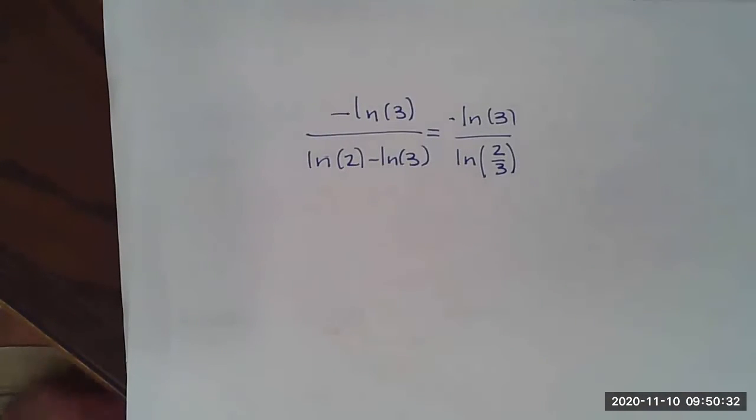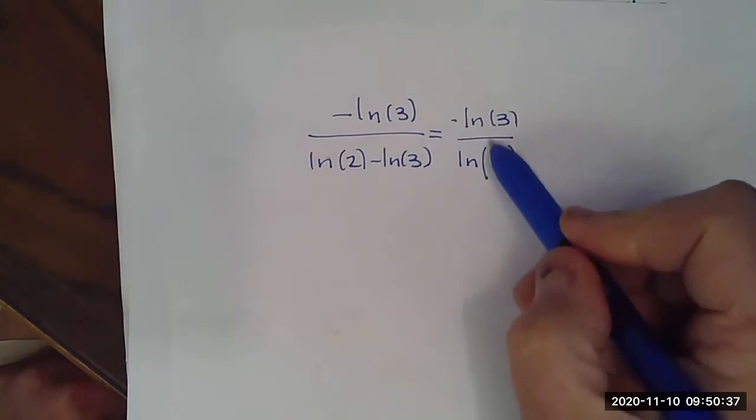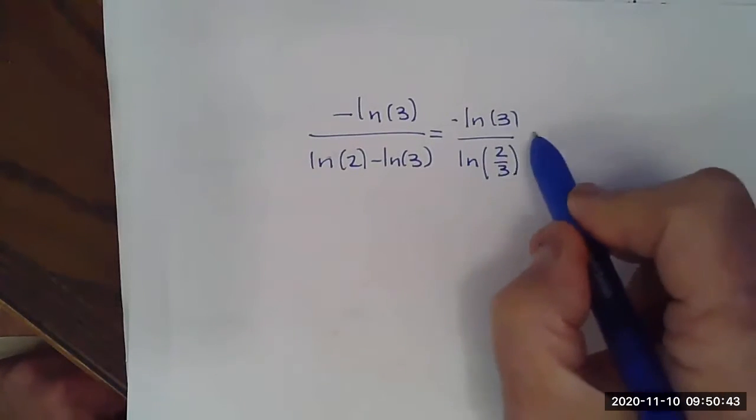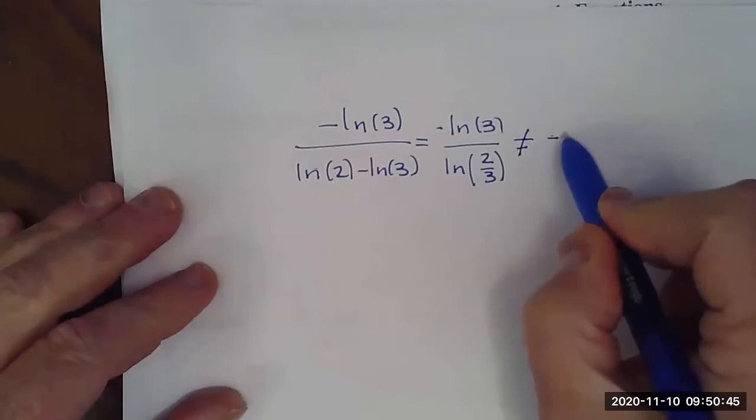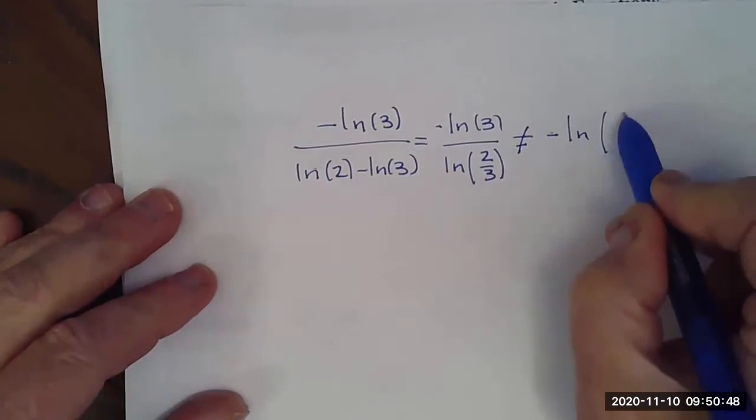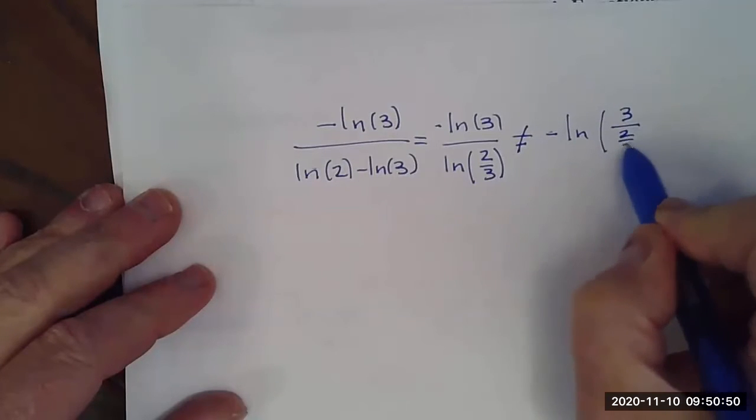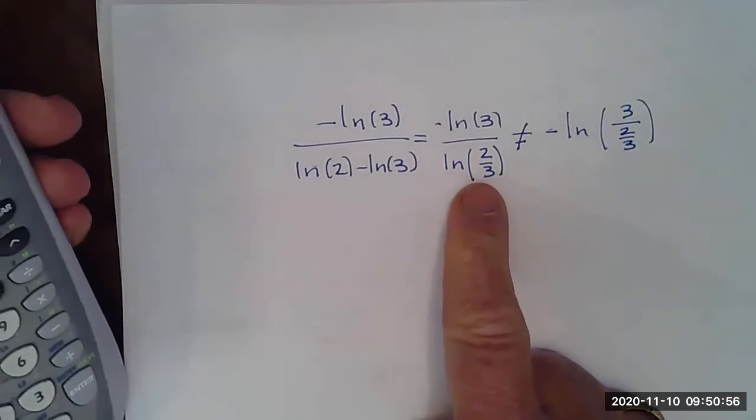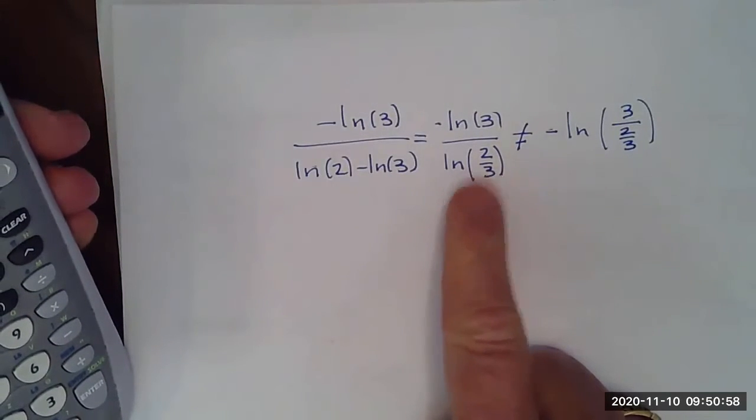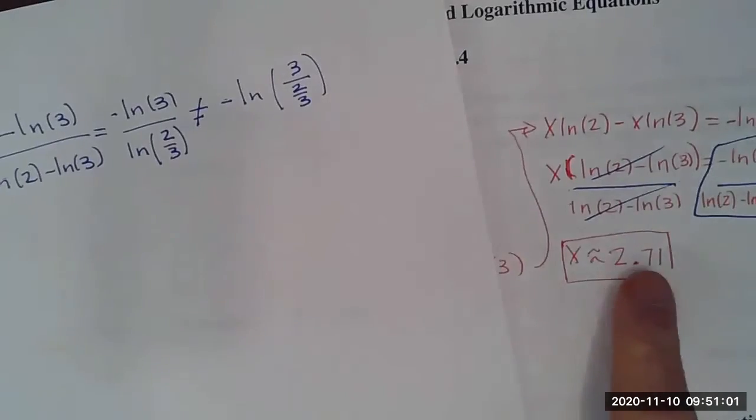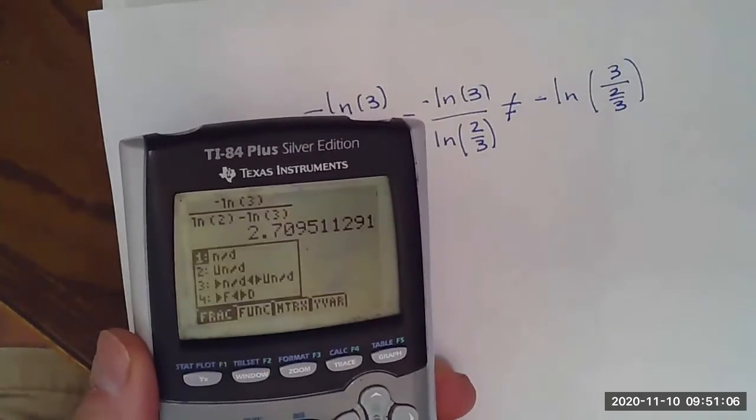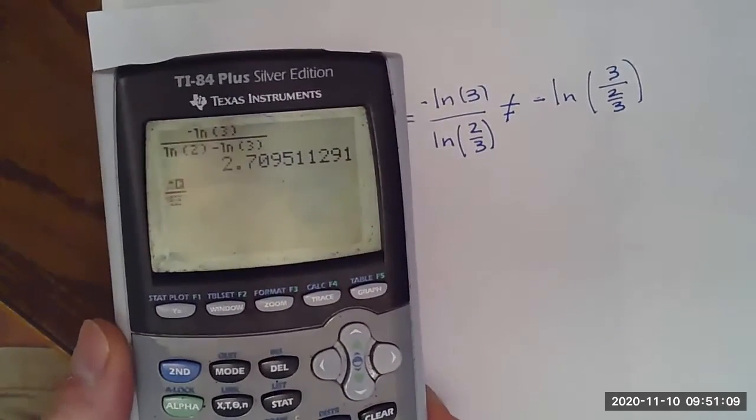There's nothing I can do with those two right there, though. I can't cancel the ln's and make that 3, and the 3's cancel. This does not equal negative, in just a single ln, let's say 3/2/3. It does not, and I'll even prove it to you. This right here should give me about negative 2.71 if I did it right, because that was the answer I got over here. Let's go here. So negative.